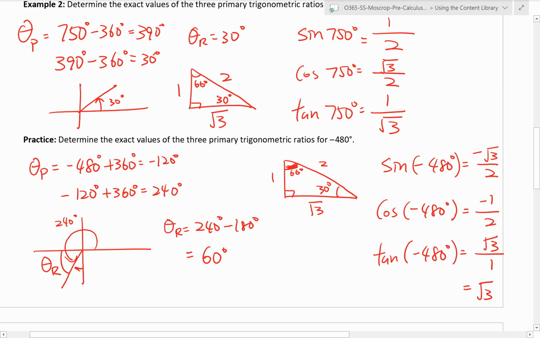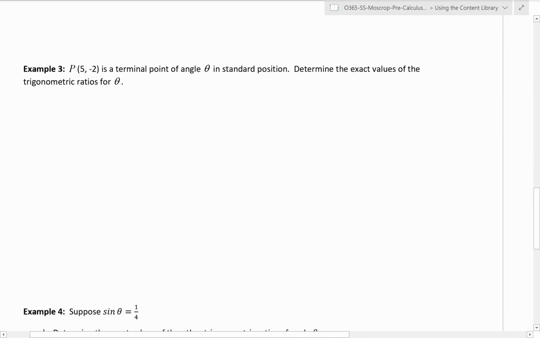Now, because this angle is in the third quadrant, both sine and cosine would be negative. Recall, All Students Take Calculus, right? So the first two ratios, sine and cosine, will be negative, but tangent will be positive because we're in the third quadrant. Okay? All right, example number 3.